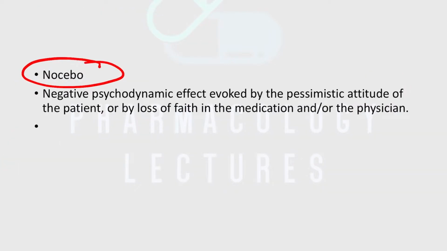What is nocebo? Nocebo is the contrary of placebo, where a drug produces a positive response as a placebo. Here a drug produces a negative response as a nocebo, right? So why does this happen? This is again psychological, but it is the contrast. If the patient has a pessimistic attitude, if the patient has no trust or no faith in medications or no faith in physicians, then this kind of negative psychodynamic effect can be produced, and that is called nocebo. If the patient is not trusting the doctor, or has no trust in medications, then those kinds of negative effects can be produced, and that is called nocebo.